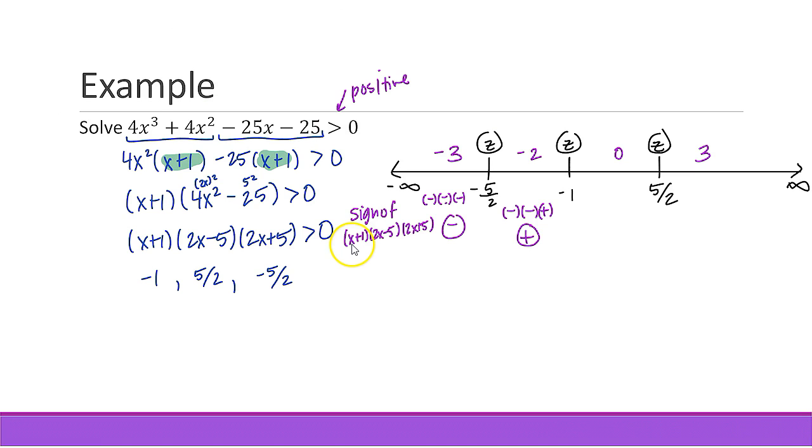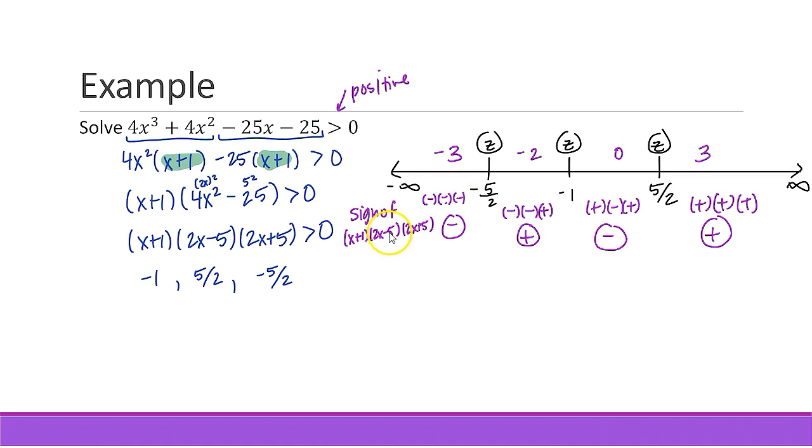0 is nice to plug in, because I'm going to get 0 plus 1, that's positive. 0 minus 5 is negative, 0 plus 5 is positive. So multiplying all this, I'd have a negative overall. And then when I substitute in 3, 3 plus 1 is positive. 2 times 3, 6 minus 5 is positive. And 2 times 3, 6 plus 5 is positive. So overall positive.